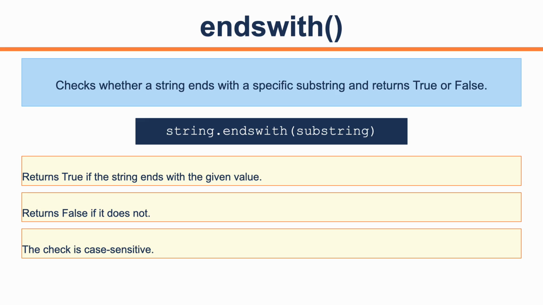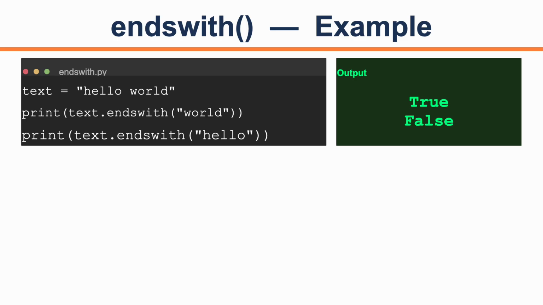The endswith method checks whether a string ends with a specific substring. It returns true if the string ends with that value and false if it does not. Here we store the string hello world in a variable called text. Calling endswith with world returns true. Calling endswith with hello returns false because hello is not at the end.